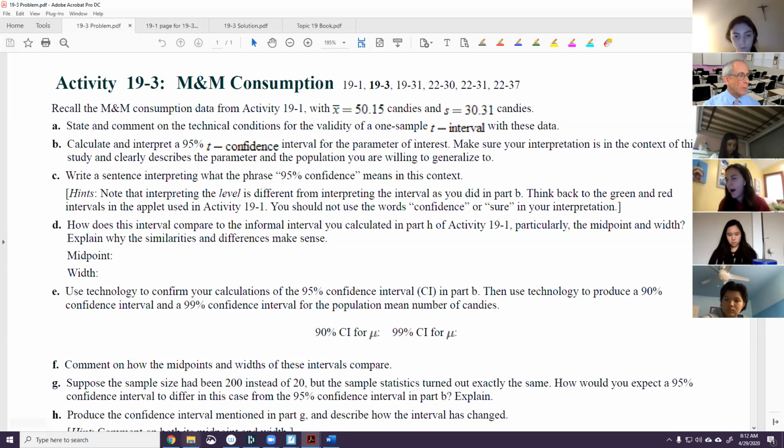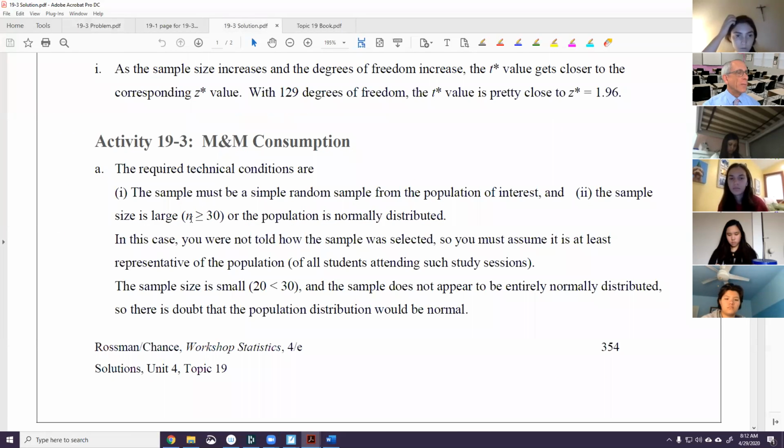So let's take a look at the solutions manual here and see what they gave as a solution on this one. So for A, it says the technical conditions for us to be able to make an inference for the population from this sample is that it has to be random. So don't forget that. That's super important. And either the sample size is large, n is greater than 30, or the population is normally distributed, one or the other.